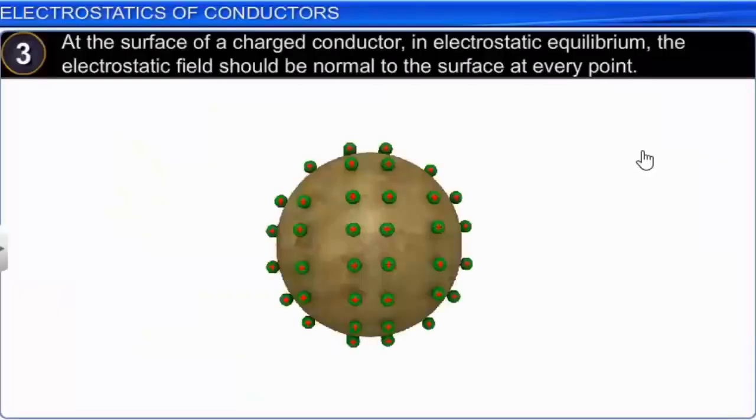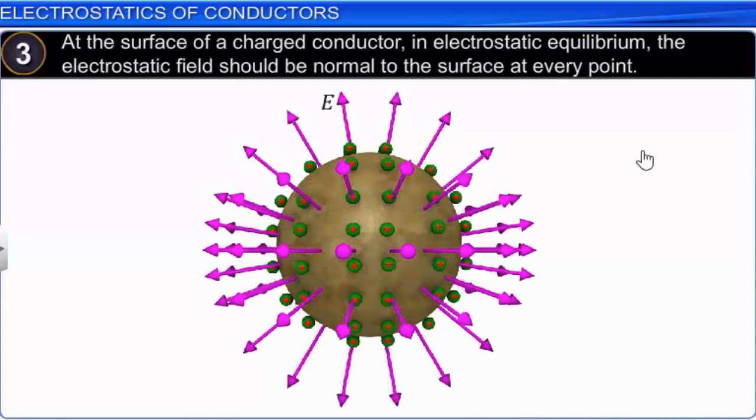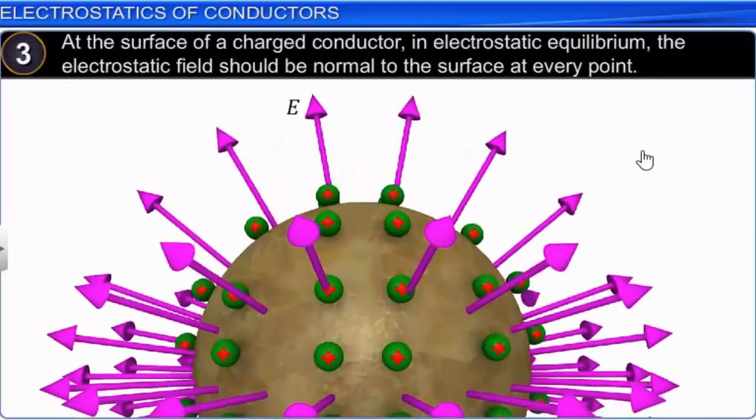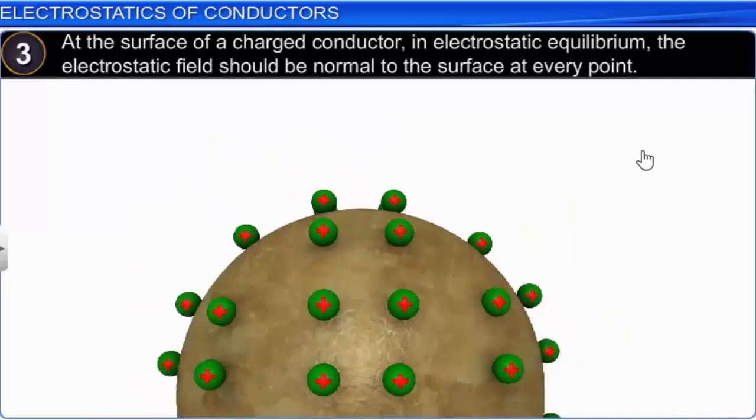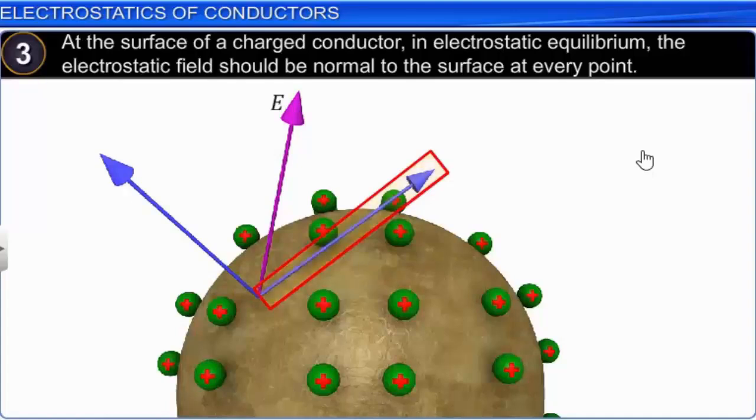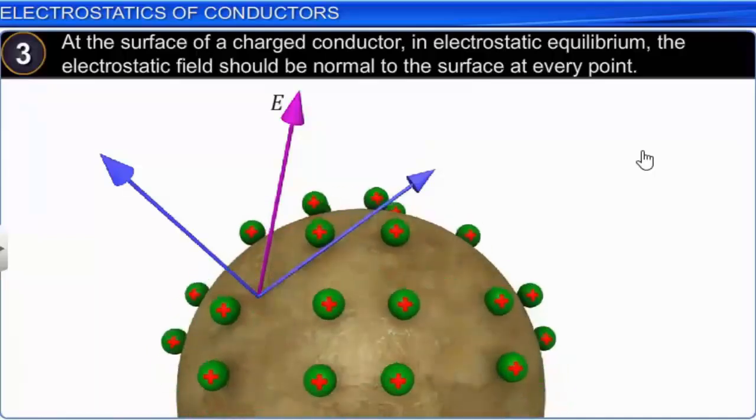3. At the surface of a charged conductor, in electrostatic equilibrium, the electrostatic field should be normal to the surface at every point. To prove this, for a conductor in electrostatic equilibrium, let us assume that the electric field E due to the charged conductor is not normal to the conductor but is directed at an angle. In that case, it will have a component parallel to the surface of the conductor. Then, the free charges on the surface would experience some force and move along the surface.